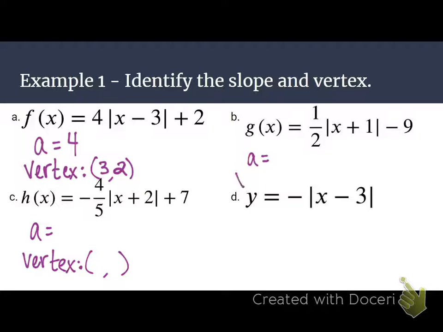What about my slope on letter B? 1/2. The number in front of the bars. What about the vertex? So for the x, we use the opposite of the sign we see. Good, -1 and -9. Opposite of the sign we see, same sign that we see. Questions on A and B on this slide?